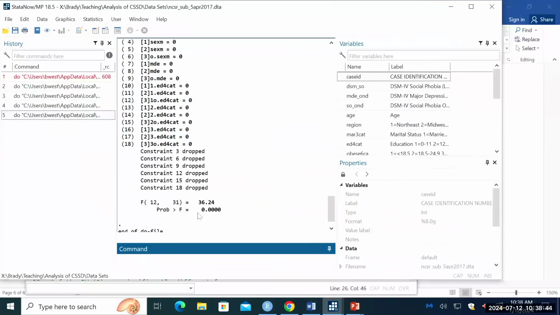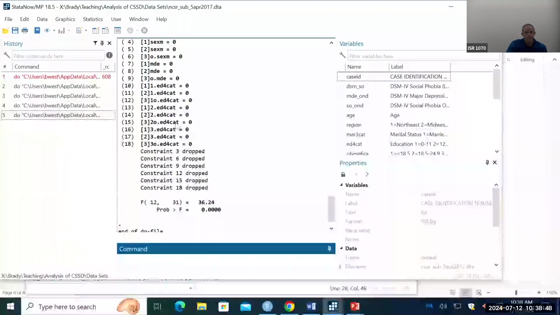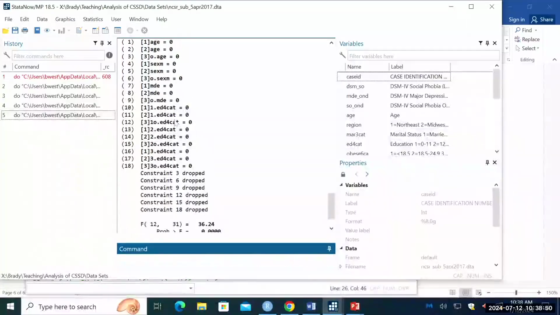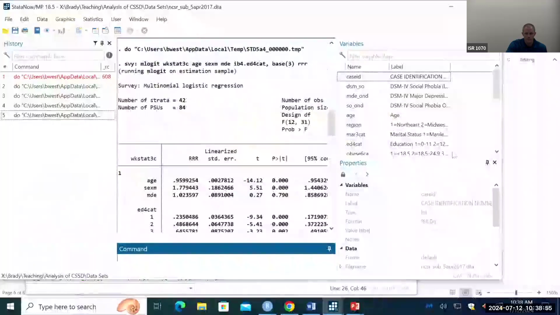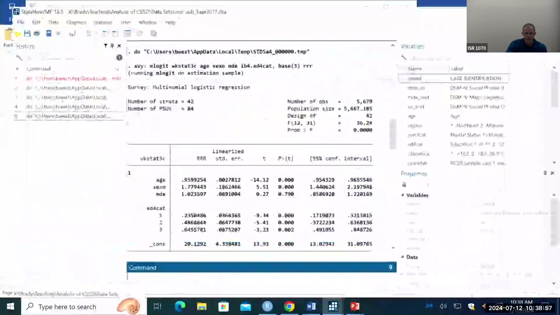The F statistic in the expression. What's that, Sarah? Say again? The F statistic in the initial regression. Right. So if I go all the way back up here, spread this out a little bit. There it is.